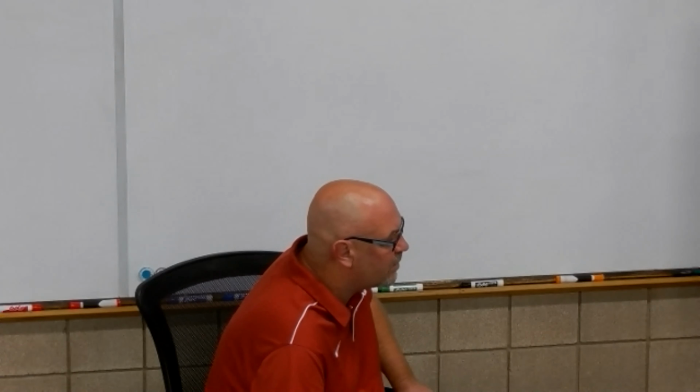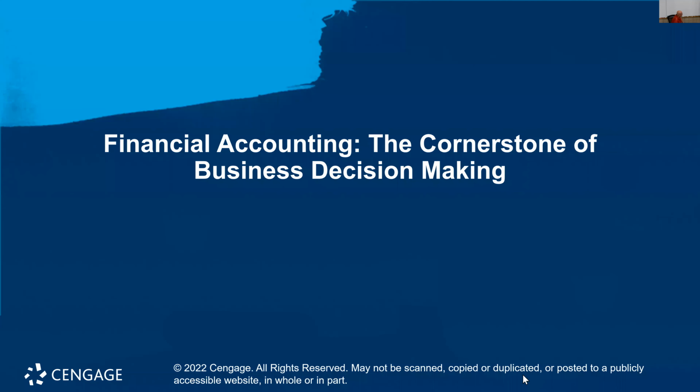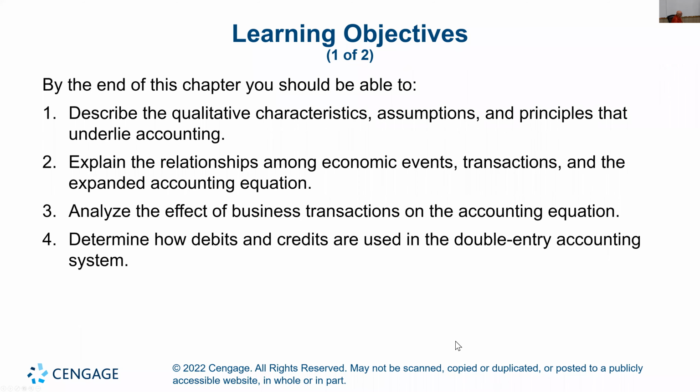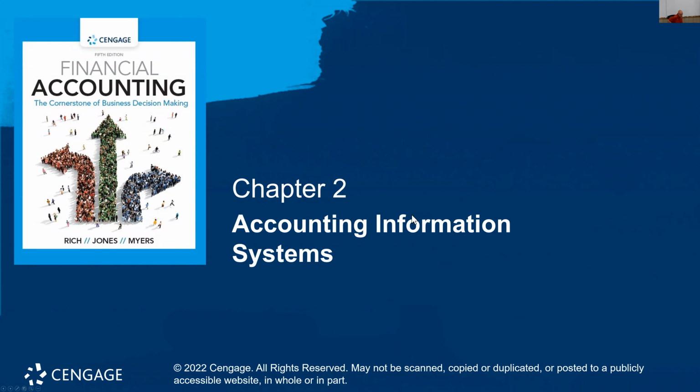All right, let me share my screen and we'll get started here. All right, chapter 2, the accounting information system. For this lecture, you're going to need your outline handy, and you would also want to have the chapter 2 slide handout ready, because as we're going through some of these slides, it'll assist you if you were to write down some of the stuff we're talking about as we go through there, especially when it comes to analyzing the transactions.